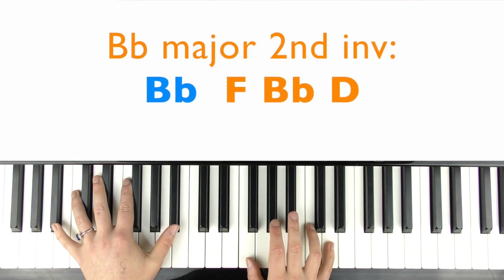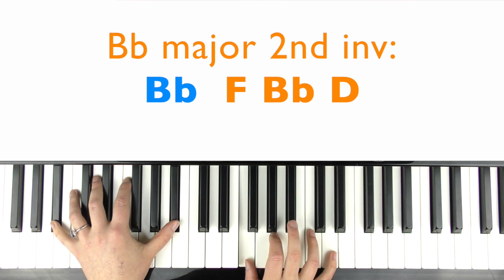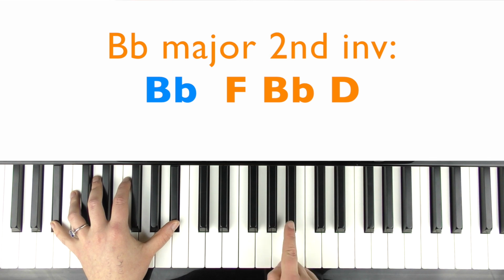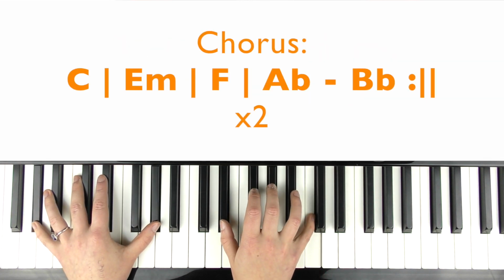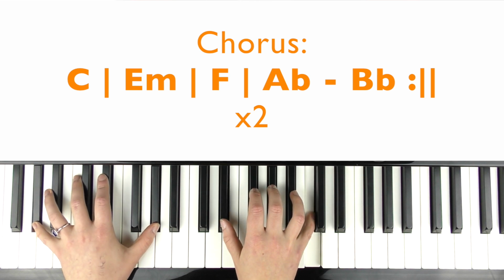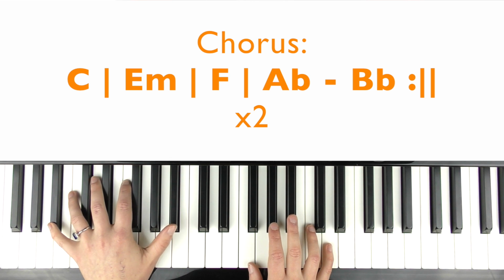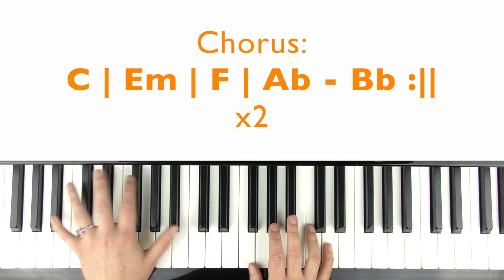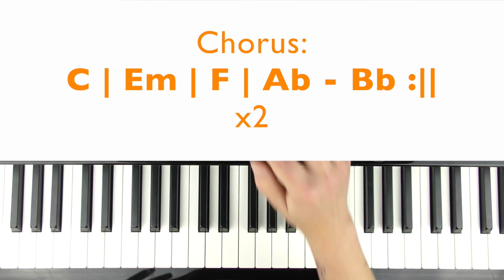And then for one beat, you move up to B flat major, second inversion. So B flat's in the left hand and F, B flat, D in the right hand. So I'll do that again. And again, play single notes or whatever in your left hand. I'm just going to demonstrate the chorus because everything else we've already covered.